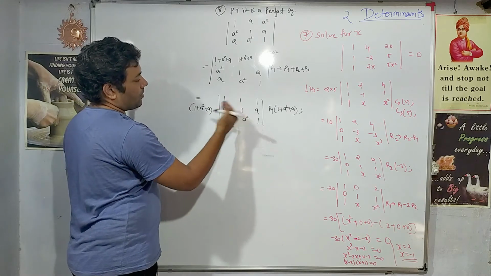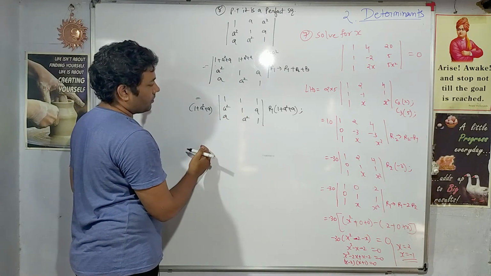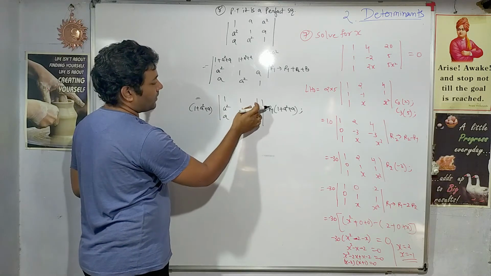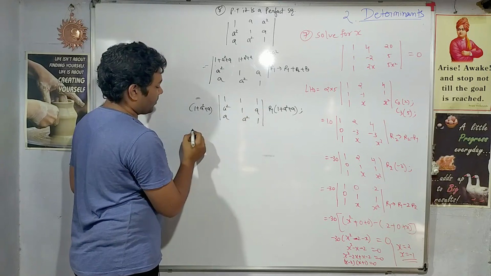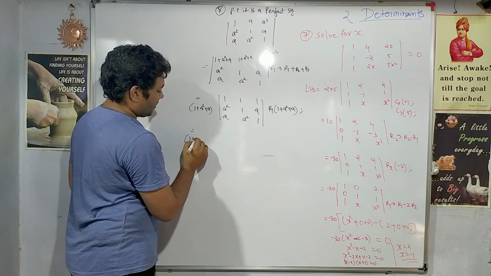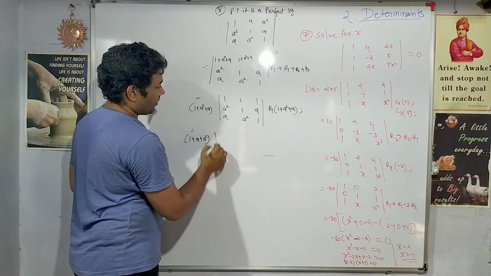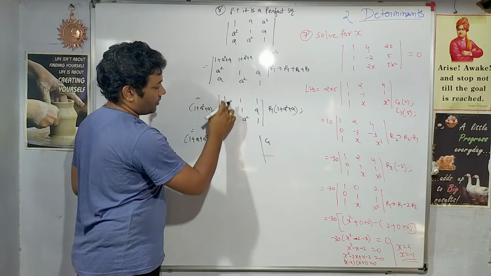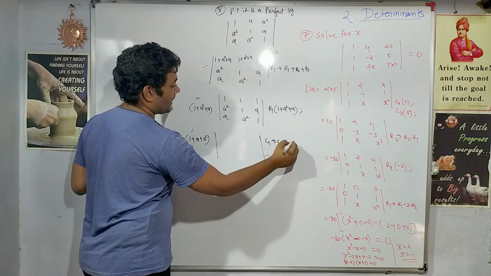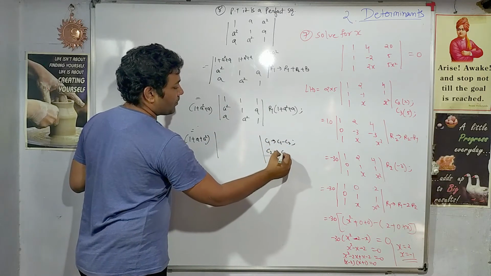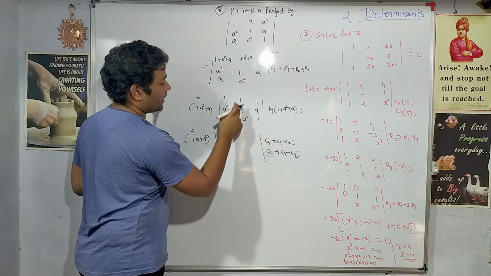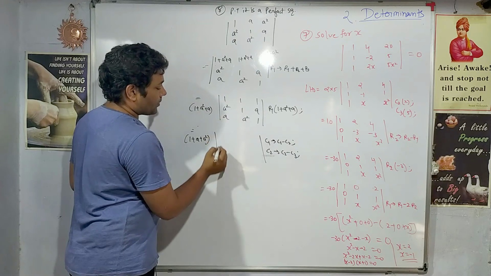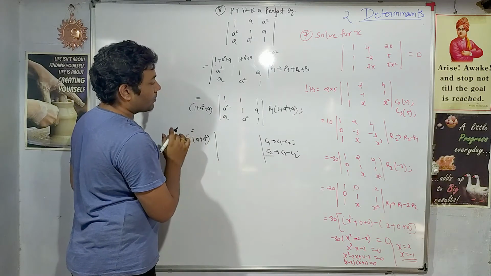Now I can do the subtractions into the first column, and similarly into the second column also. So let me start. What operation am I going to do? The operation on column 1 will be C1 minus C2, and a similar operation on column 2 will be C2 minus C3. This will give me zeros and some arrangement to take something common.